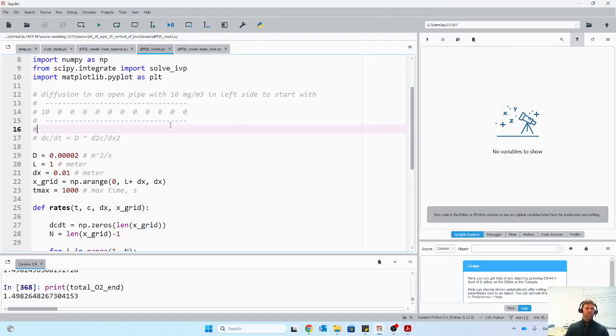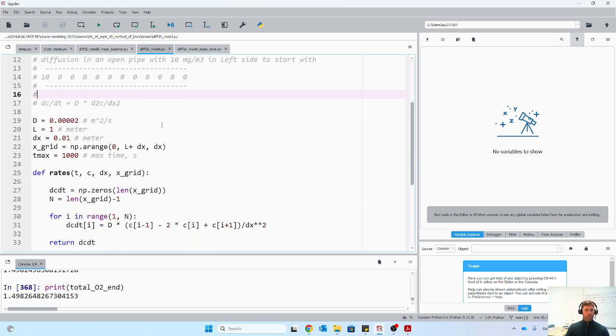Okay, so in the very first model that I made a video of, we had a diffusion in a pipe. We had 10 milligrams per cubic meter at the left side, and we had 0 milligrams per cubic meter fixed on the right side. So this problem was a Dirichlet model problem where we had Dirichlet boundary conditions in both ends of the pipe and only diffusion to the right side of the domain.